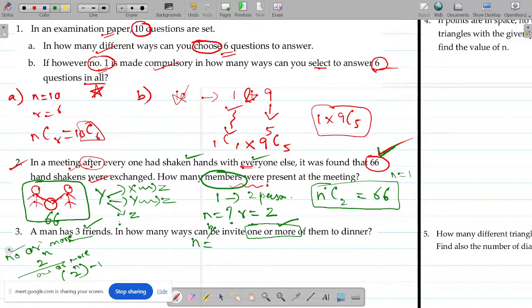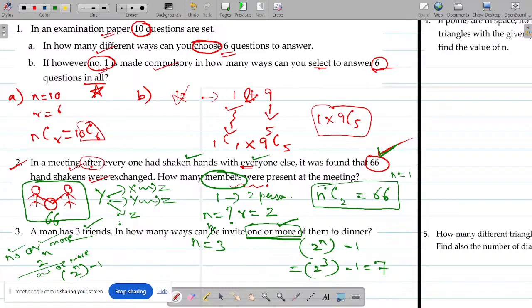Either you invite no or more friends, or you invite one or more friends. Sometimes it happens 2 or more friends. Usually we will not get that as a question. Here the question is 1 or more friends. So what's the formula? 2 power n minus 1. What is the value of n? 3. So the value is 2 power 3 minus 1. So what's the final value?